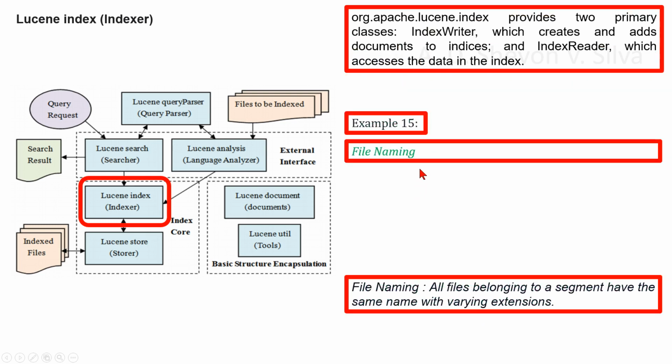Now we are considering file naming. All files belonging to a segment have the same name with varying extensions. The extensions correspond to different file formats. When using a compound file format, default for all small segments, these files, except for the segment info file, log file and deleted document file, are collapsed into a single .cfs file.